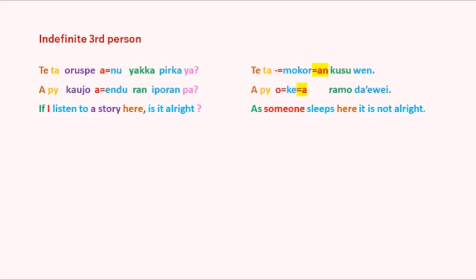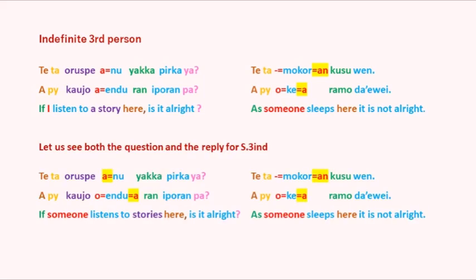To sleep is an intransitive verb, and now let's conjugate the indefinite third person for a transitive verb. We can use the same sentence with some small adaptation. In the question, in Ainu, teta oruspianu yakkapirkaya, we use it for the first person, but it can also refer to an indefinite third person. In the context or in the situation, we will know which one it is. So anu, in this sentence, we can also translate it as someone listens.